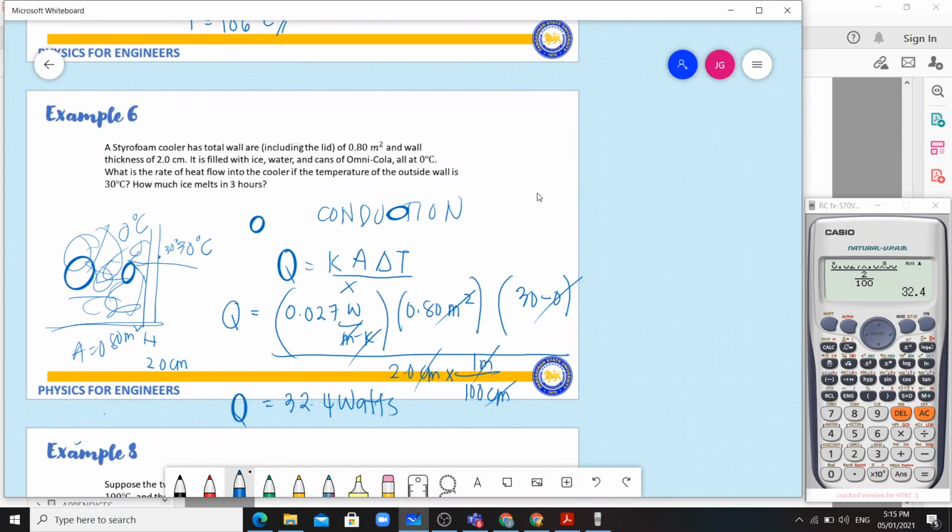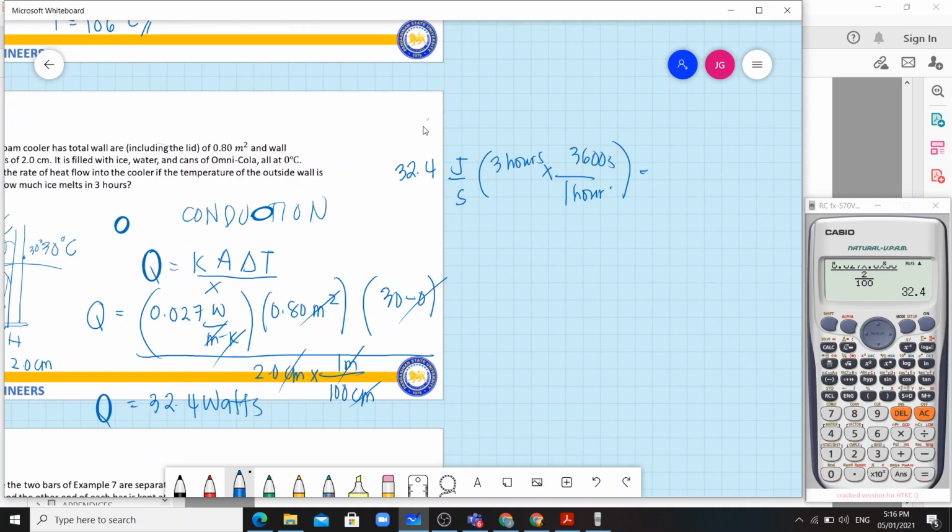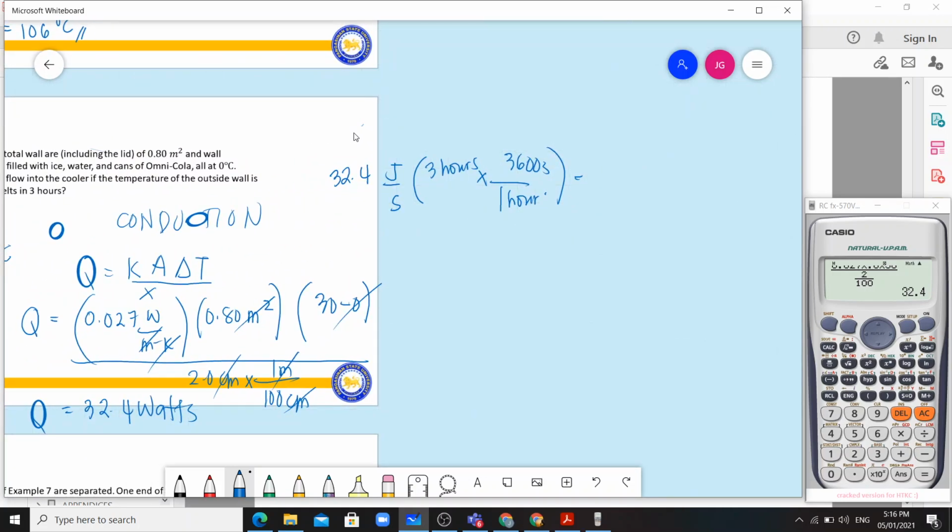Okay. Now, how much ice melts in 3 hours? The 32.4 watts is equivalent to joules per second. And then it is 3 hours, so we multiply by the time. 3 hours, and 1 hour is 3,600 seconds. Okay. It is equivalent to how much ice? M L F. Okay. So, 32.4 times 3 times 3,600 equals m times 335.